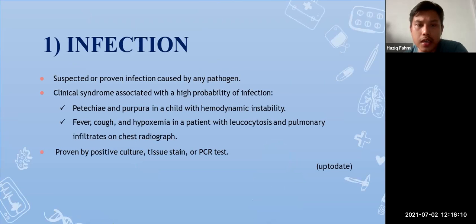So infection is defined as suspected or proven infection caused by any pathogens. It is also clinically defined as a clinical syndrome associated with high probability of infection. For example, petechiae or purpura in a child with hemodynamic instability, or fever, cough, hypoxemia in patient with leukocytosis and pulmonary infiltrates on chest radiograph. For diagnosis purpose, it is proven by positive culture, tissue staining, or PCR test.